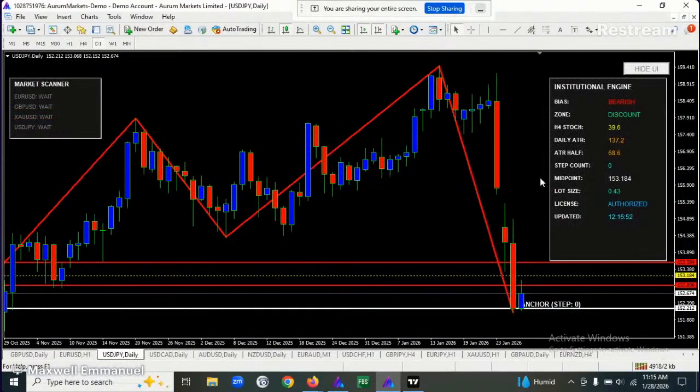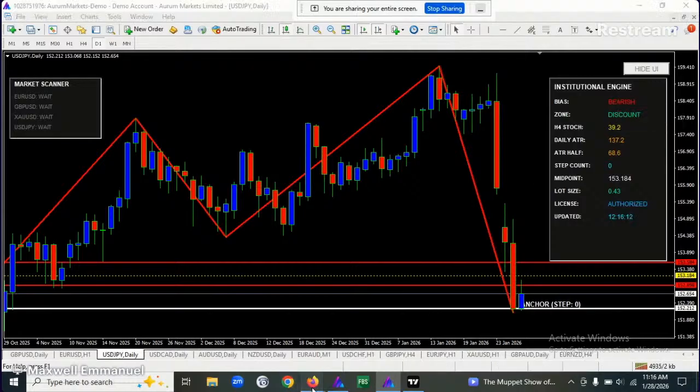USD JPY price is at a discount right now. So hopefully today's candle will close bullish. If it closes bullish, most likely the buyers will change from bearish to bullish. That will be the right time to buy USD JPY. So I'll be looking for an opportunity to buy USD JPY tomorrow.